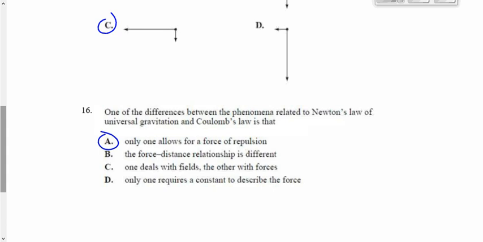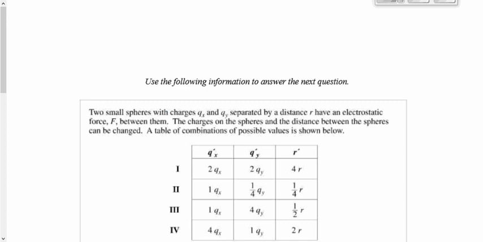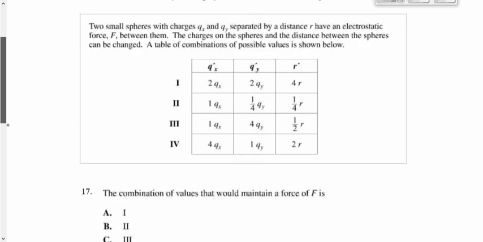17. It says two small spheres of charge Qx and Qy are separated by distance r. They have an electrostatic force F. We have a table of combinations of possible values of charges here. We want the combination that would maintain a force of F. Listen, this is one where we almost just have to try them. Try all four of them until we get one that maintains the same force.